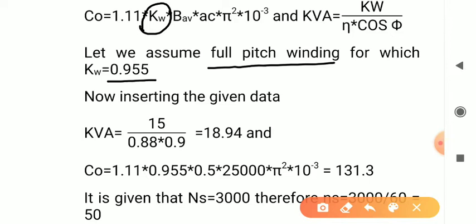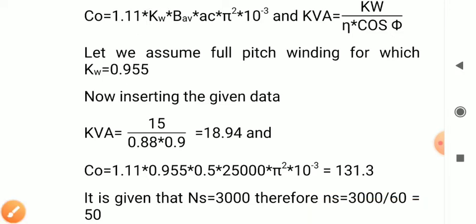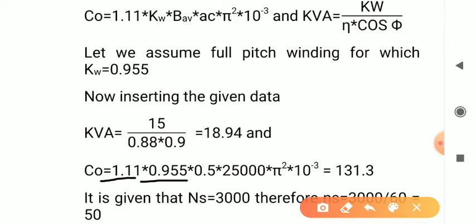If you assume this value, then the BAV and AC are already given in the given data. So just by inserting that, we can calculate the CO as 1.11 into 0.955, that is kW, into 0.5, that is specific magnetic loading BAV, into 25,000, that is AC, specific electric loading, into pi square into 10 to the power minus 3, and if you calculate this you will get 131.3.